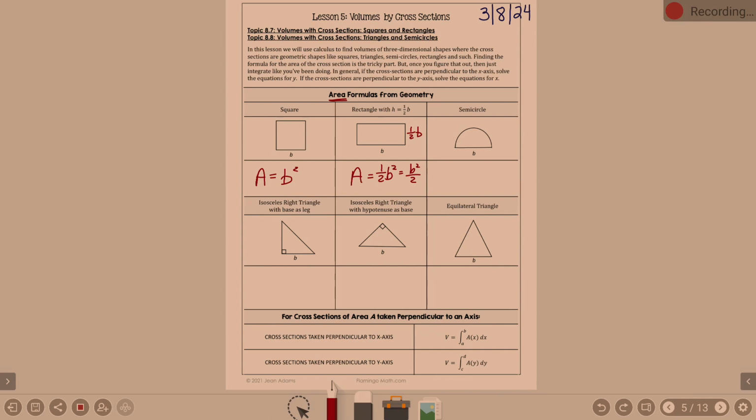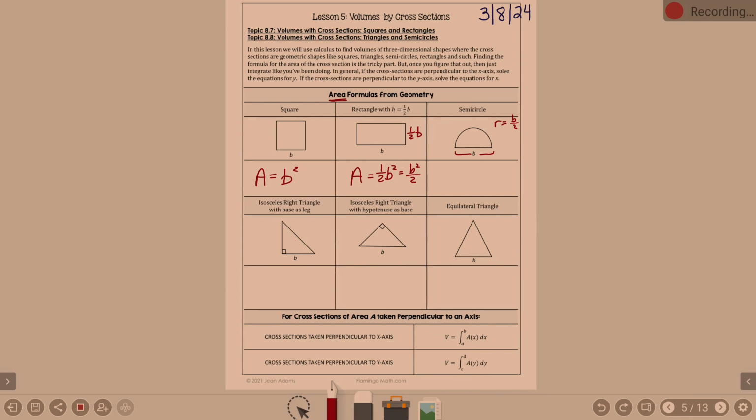What about a semicircle? Pi B squared? No, 1/2 pi B squared? Not quite there yet. The diameter is B, so what's my radius then? Half of B, B over 2. And this is a semicircle, which makes sense why we're talking about semicircles when we start talking about the idea of cross sections.